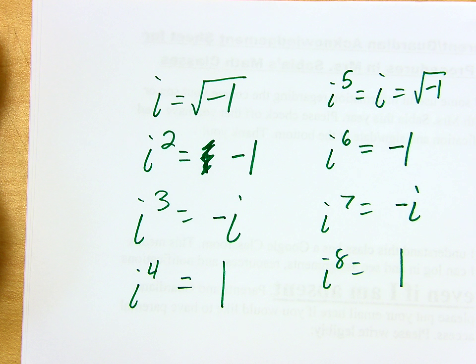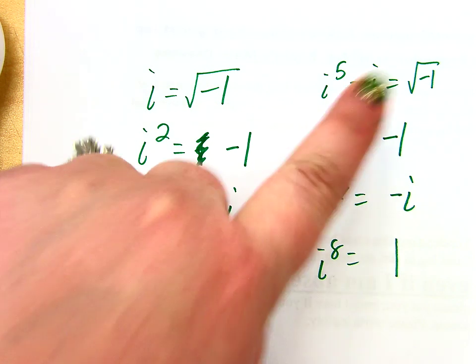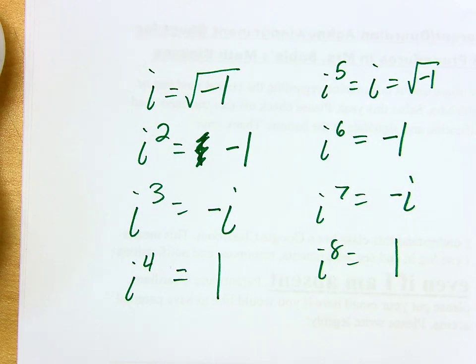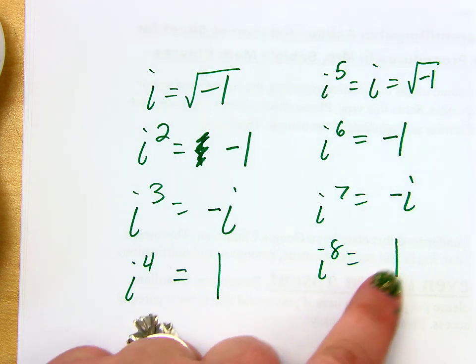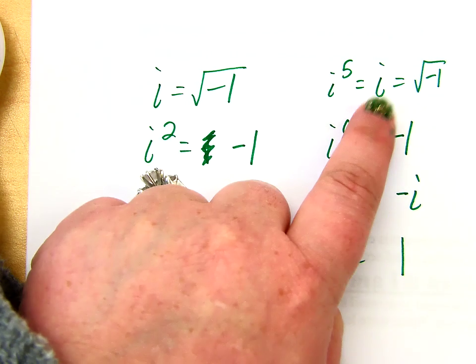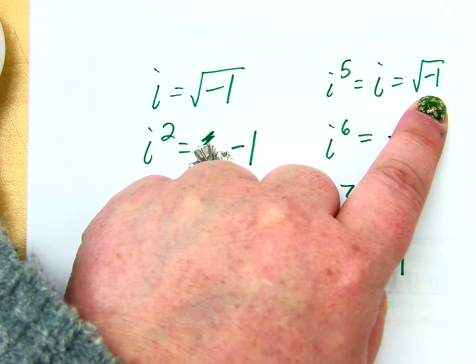You follow? So what would i to the, say, 13th be? It just cycles back to i. i to the 12th was right before it, and that was a multiple of 4. So you were here, and then you had to go 1 more click. So you could either say i or the square root of negative 1 because they're the same thing.